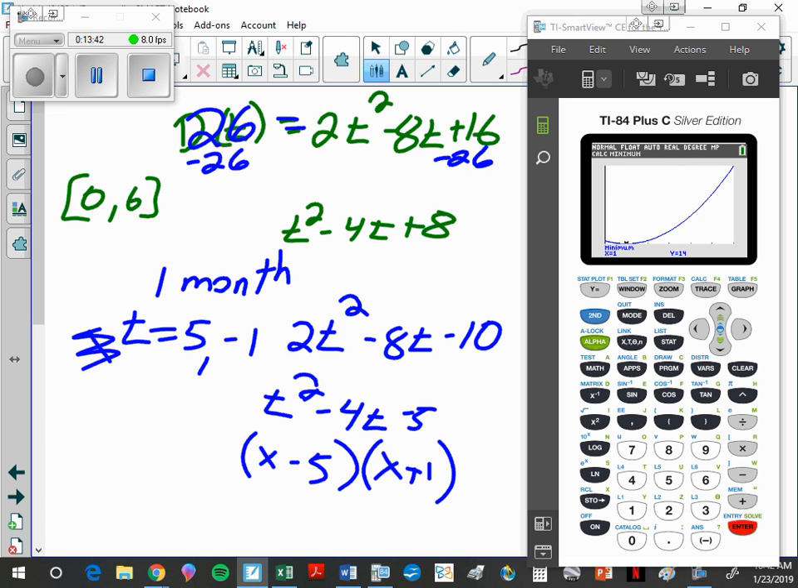Is 5 okay? Yes. Why? It's inside the domain window. Is negative 1 okay? No, it's outside. So negative 1 does not count. The answer is just 5 months.